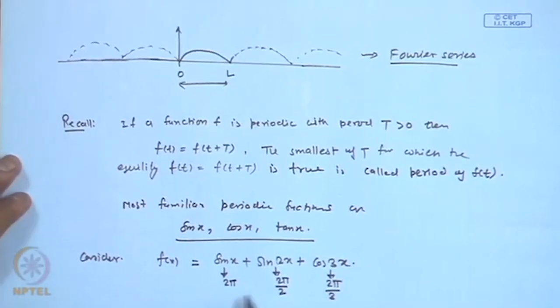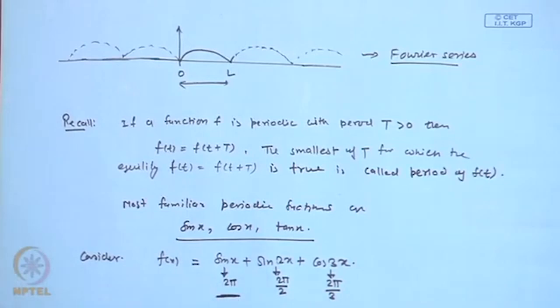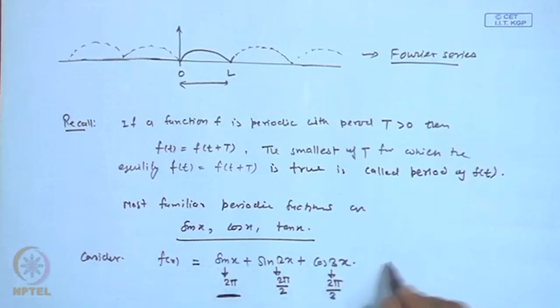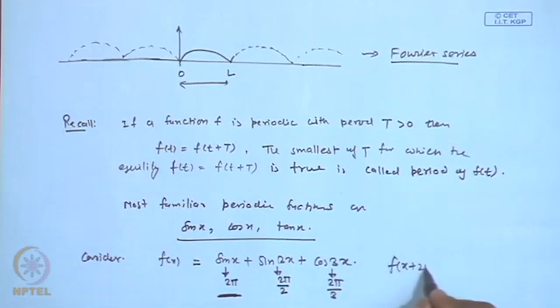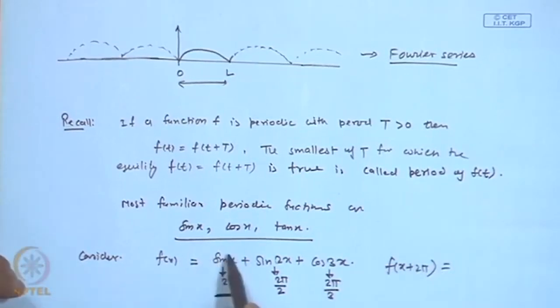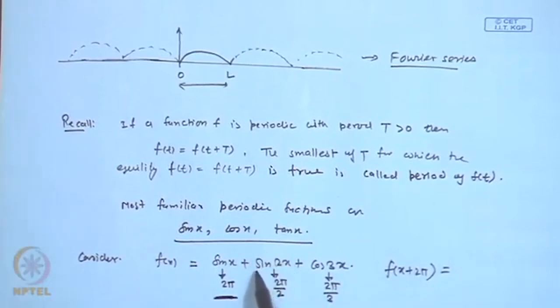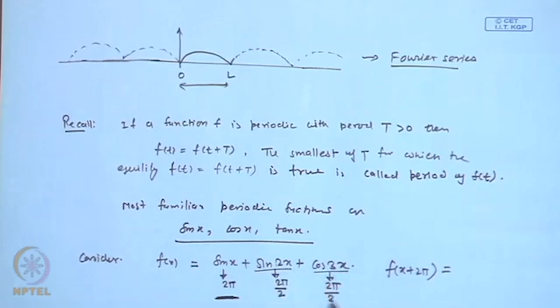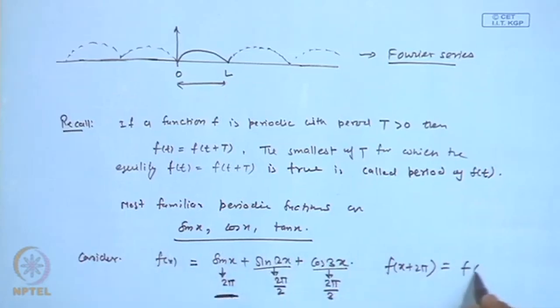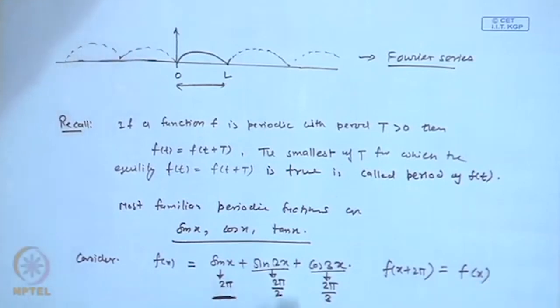So, what we see is that the common period of all these three functions is 2 pi. Sin 2x has two cycles in this 2 pi range, and cos 3x has three cycles in this 2 pi range. So the common period of this function is 2 pi. Basically, f(x plus 2 pi) is again sin x, and sin 2(x plus 2 pi) will be again sin 2x, because 2 pi is also a period for sin 2x, and same for cos 3x, the value will repeat after 2 pi. So we have the common period for all three functions as 2 pi, and that is the period of f(x). So f(x) is periodic and it has the period 2 pi.